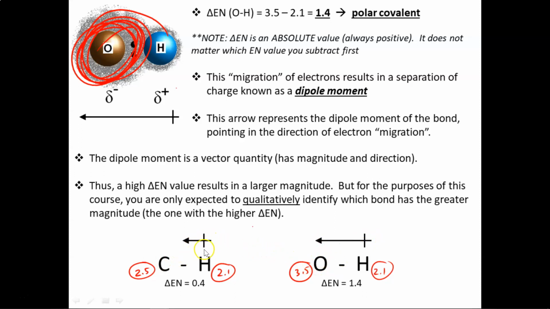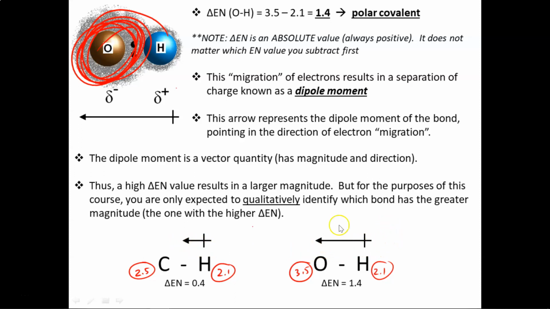And so electrons spend less time around the hydrogen in both cases, resulting in a slightly positive charge on this end. Since the EN difference in OH is significantly larger than that of CH, that means electrons spend a lot more time around the O than they would around the C. As such, the dipole moment in a CH bond is much smaller than the dipole moment in an OH bond.